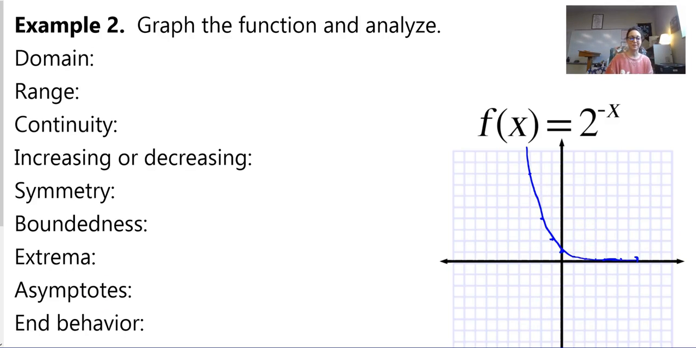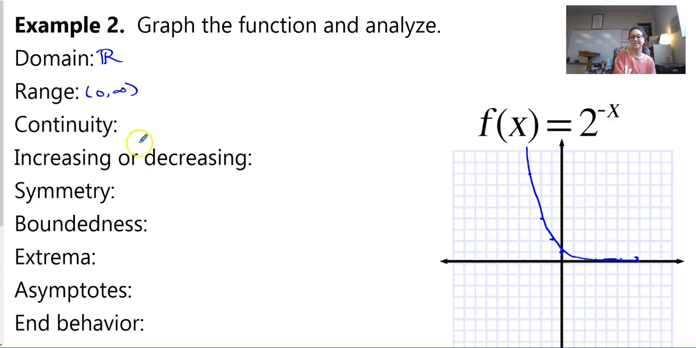All right, so you go ahead and fill out the domain and range for me and hit continue when you're ready to check. All right, domain is all real numbers. Range is 0 to infinity, but make sure that you have parentheses and not a bracket there because we're never going to quite get to 0, okay? We get infinitesimally close, but we never reach it.